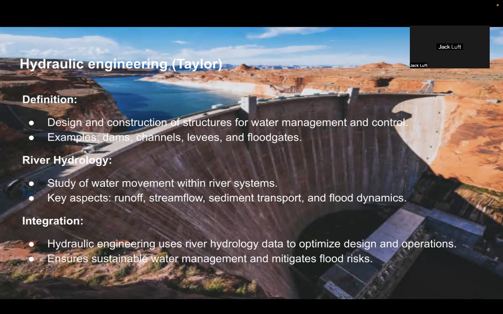This field integrates closely with river hydrology, which studies the movement of water within river systems, encompassing crucial aspects like runoff, stream flow, sediment transport, and flood dynamics. By leveraging insights from river hydrology data, hydraulic engineering optimizes the design and operational strategies of these structures, ensuring sustainable water management practices and enhancing resilience against floods.